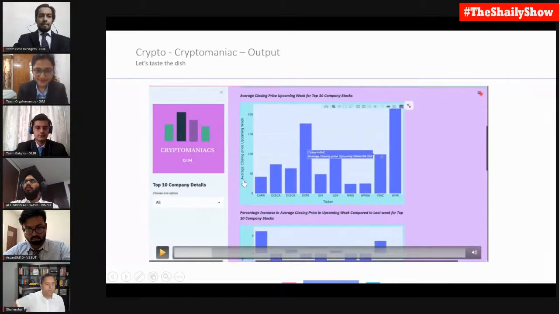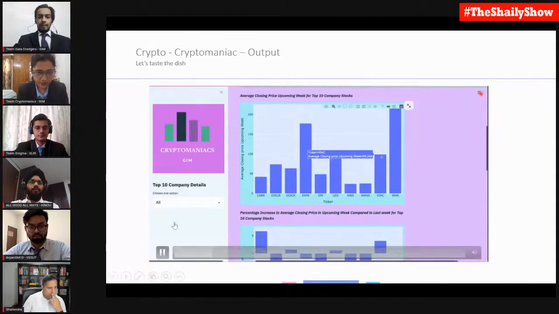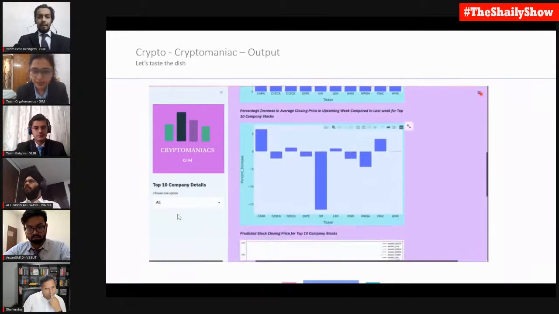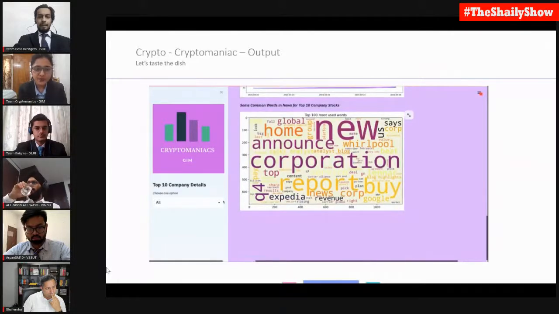Yeah. So this average closing price for the upcoming top 10 companies, we have shown in the bar graph format. Then we have shown, play please. Average increase to the closing price and the opening price we have shown in the bar graph format. Please, could you please pause?